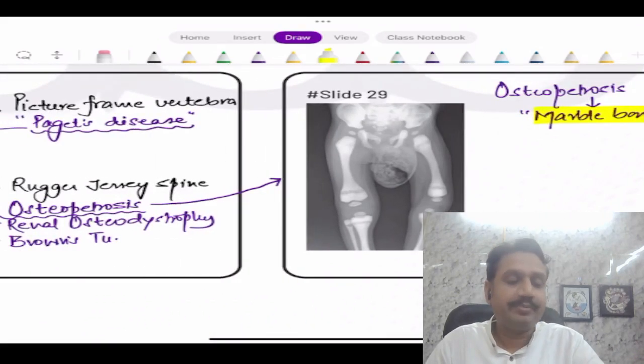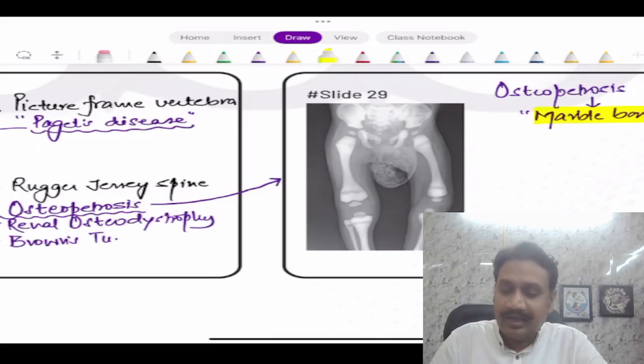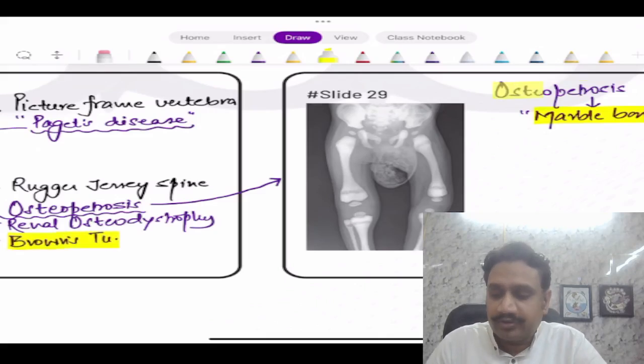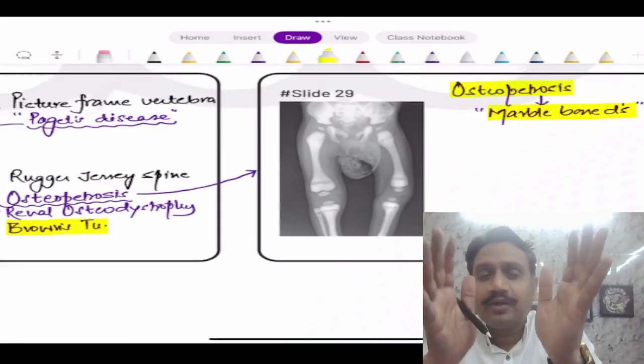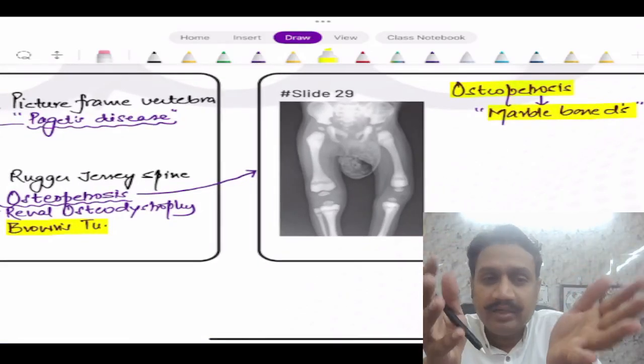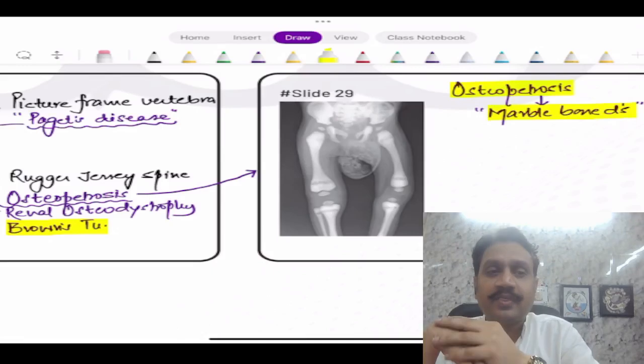Hyperparathyroidism, Amit, not hyperthyroidism, hyperparathyroidism. And that is what Brown's tumor is. Okay, so this osteopetrosis that you see on the screen is going to make the bone absolutely white, which appears absolutely white like a marble. So it is called a marble bone disease.